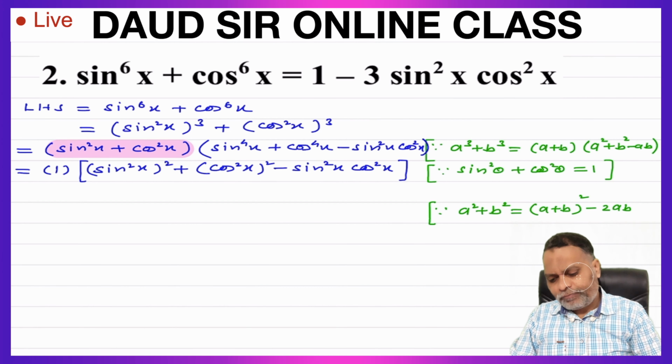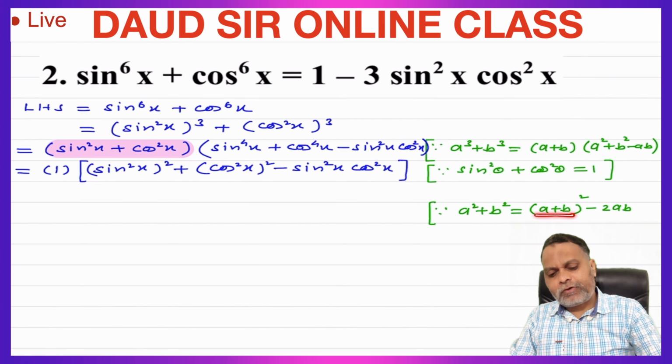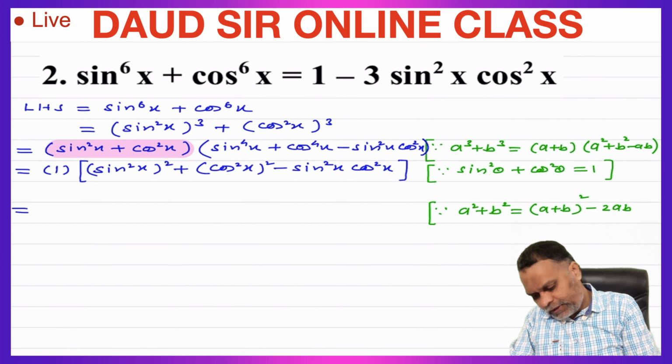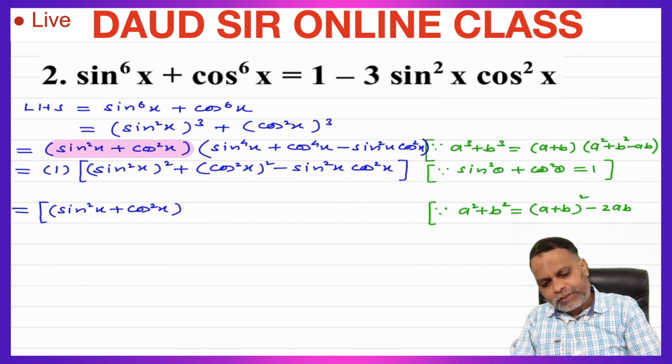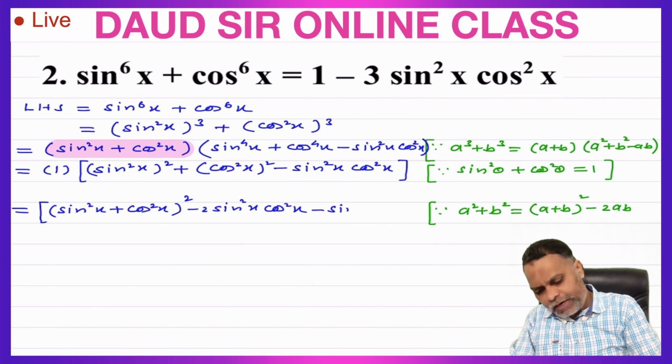This we can apply here. So this is a square, this is b square. So we can write (a plus b) whole square minus 2 times ab, which is equal to (a plus b) whole square, that is (sin square x plus cos square x) whole square, minus 2 times ab. A is equal to sin square x, b is equal to cos square x, minus this term as it is, minus sin square x into cos square x.